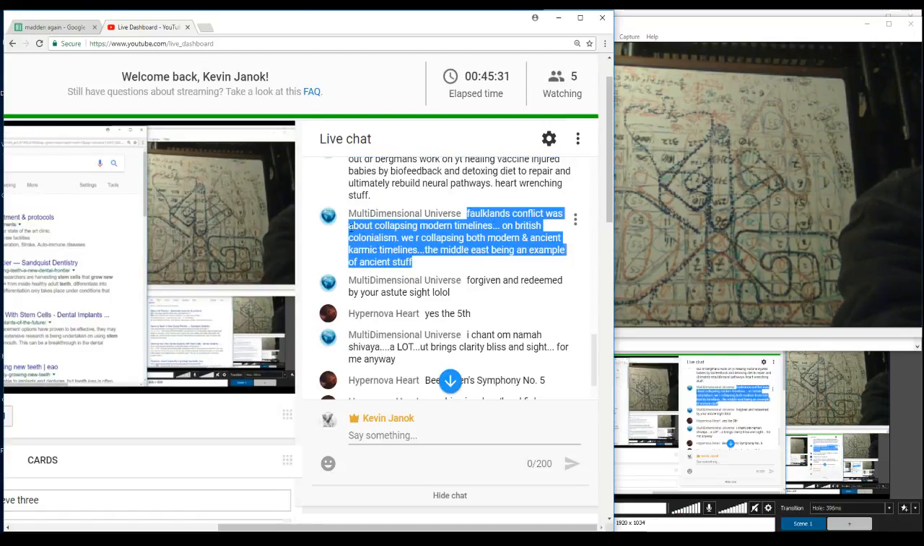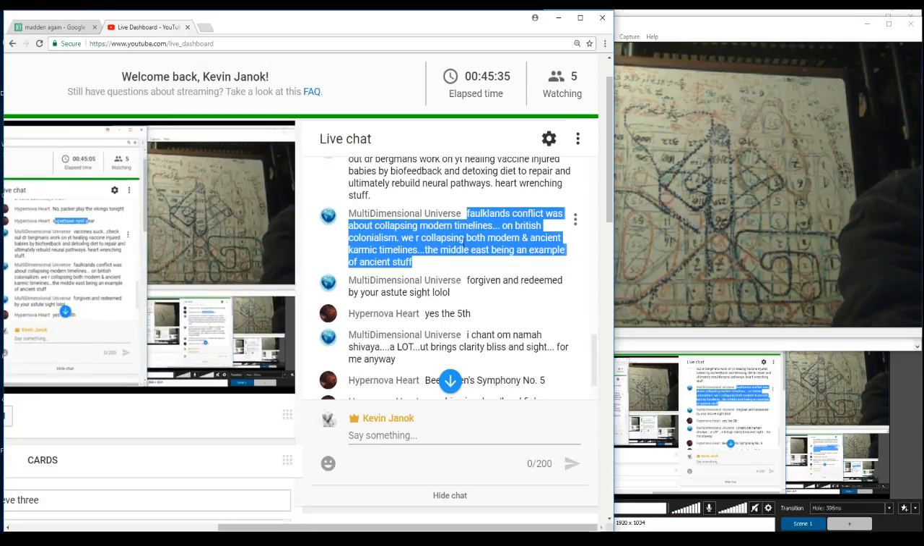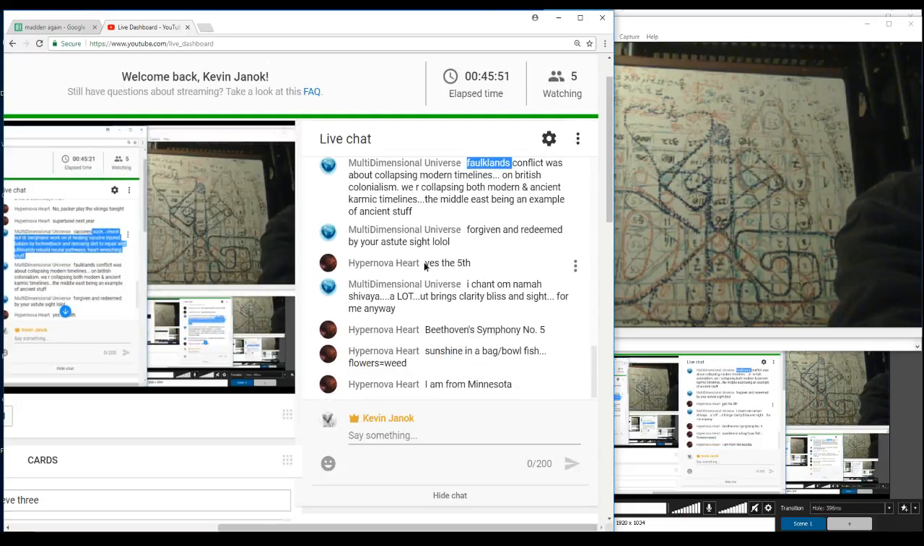Anyways, Falkland Conflict was about collapsing modern timelines on British colonialism. We are collapsing both modern and ancient karmic timelines, the Middle East being an example of ancient stuff. Didn't know that. I don't know why. I just remember that was in the paper when I was born. The fifth.